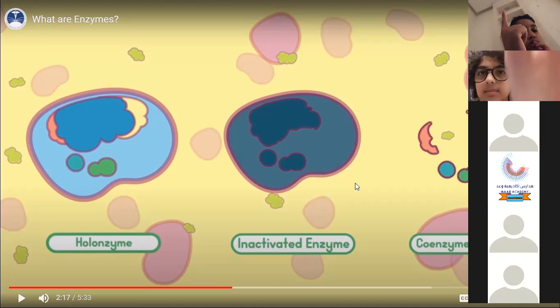Like you said, a person is cutting down all the carbohydrates. So the enzymes would be relaxing, not doing any function. They'll be sitting by themselves.